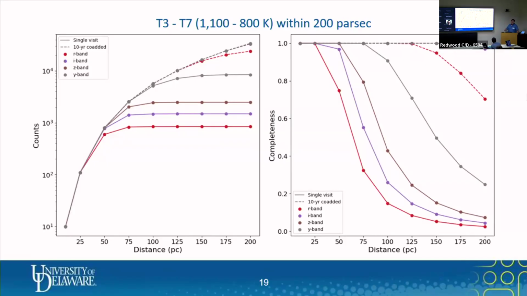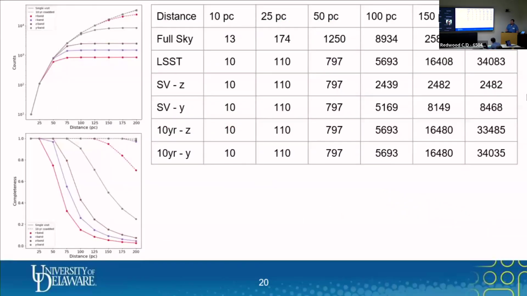And as you go further out, the Z and the Y significantly outperform. Now, I'm going to put this up in numbers, and it's a little overwhelming. But as you go from left to right, it's the distances. The full sky is just how many of our objects in our simulation were within that distance, regardless of footprint. The LSST row tells you exactly how many of those objects would be in the LSST footprint.